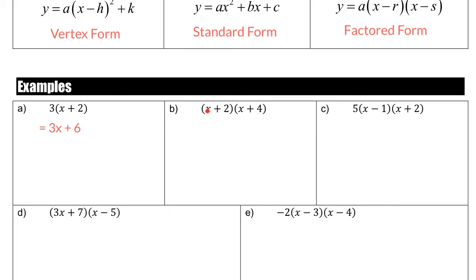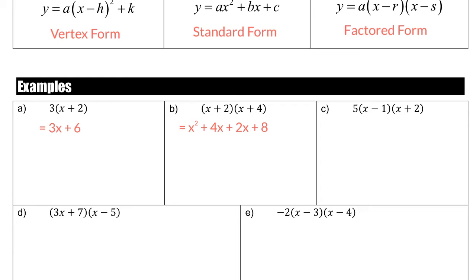First, I'm going to do x times x. Well, that's x squared. x times 4 is 4x. 2 times x is 2x. And 2 times 4 is 8. So I've multiplied each of these terms by each of these terms. Everything in this bracket is multiplied by everything in this bracket. So I end up with x squared plus 4x plus 2x plus 8.